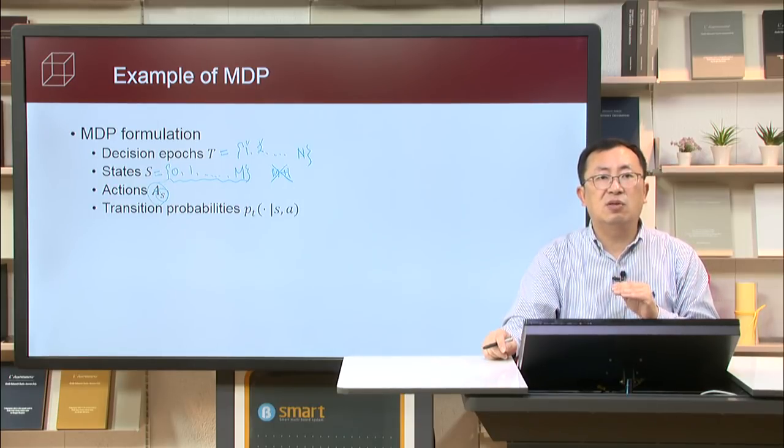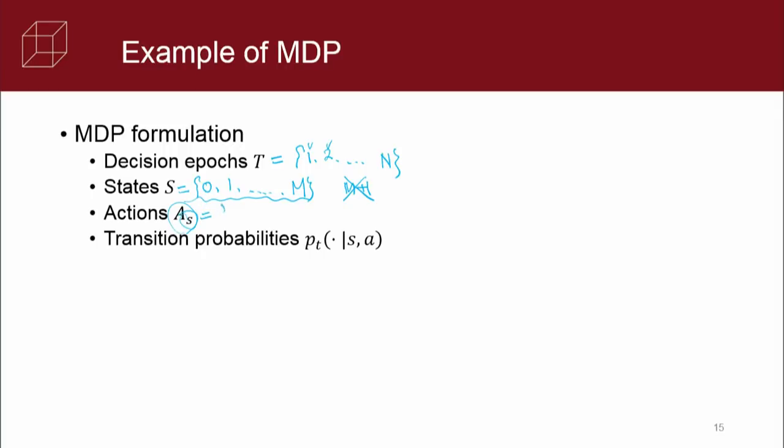Then the manager can order 0 units, 1 unit, 2 units, up to how many? M minus S units, right? He or she cannot order more than that. Otherwise, the total number of units will be above the warehouse capacity M. So the action space A_S becomes this set.